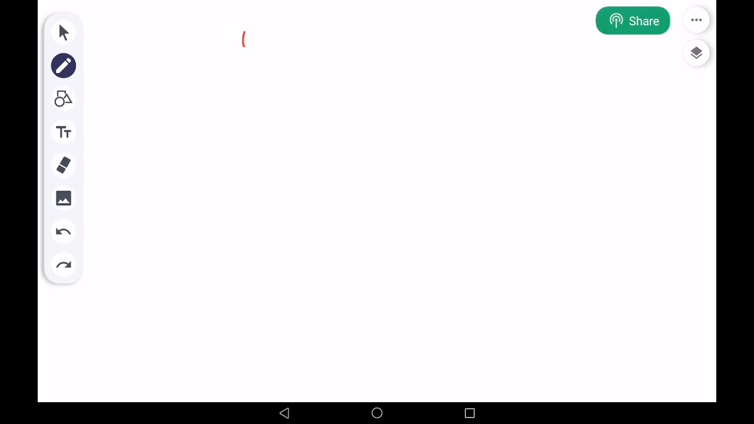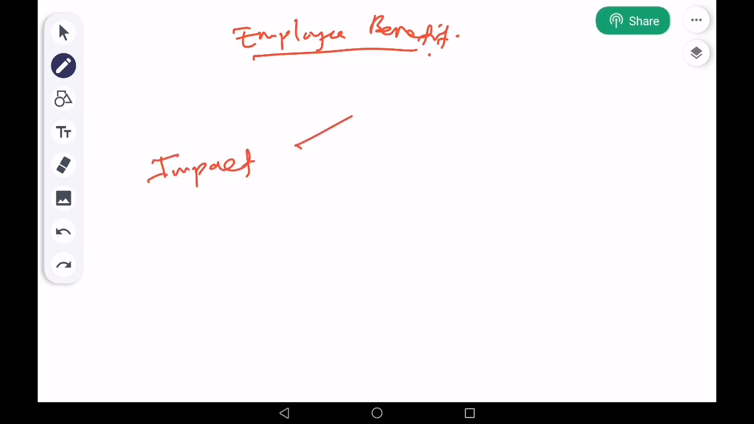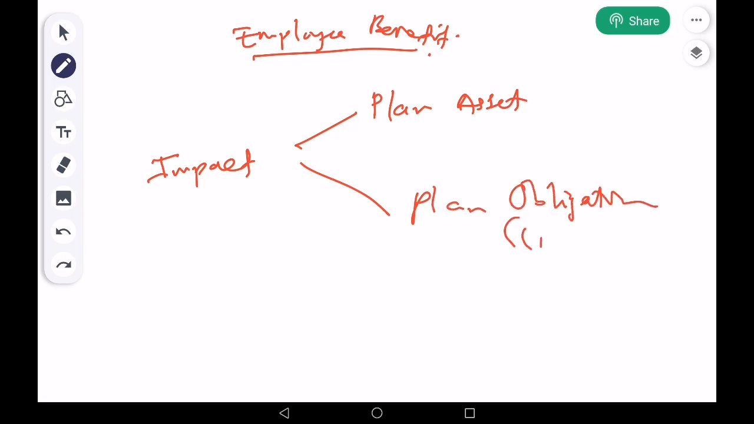Okay, today we cover employee benefit. Before I proceed to the tutorial, I would like to give you a brief on employee benefit. What I will cover today is the impact on your plan asset and the impact on plan obligation, or we can say liabilities. So class, I want to know what will impact plan asset and liabilities.